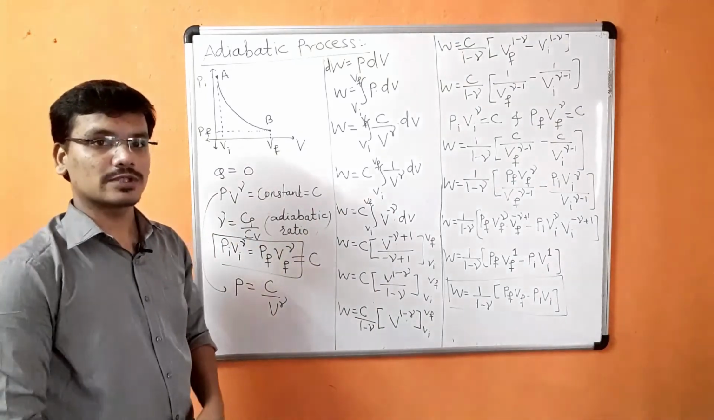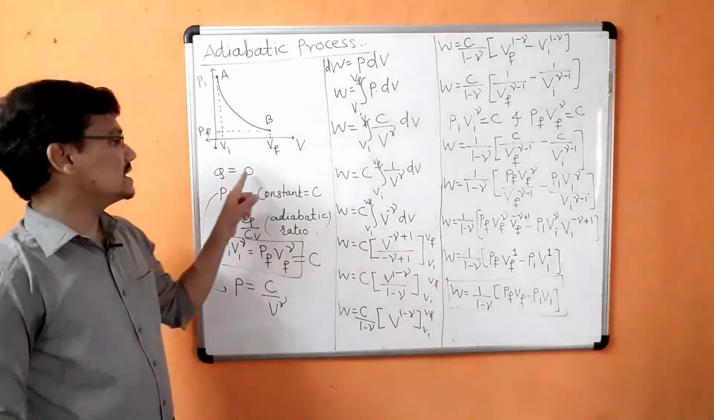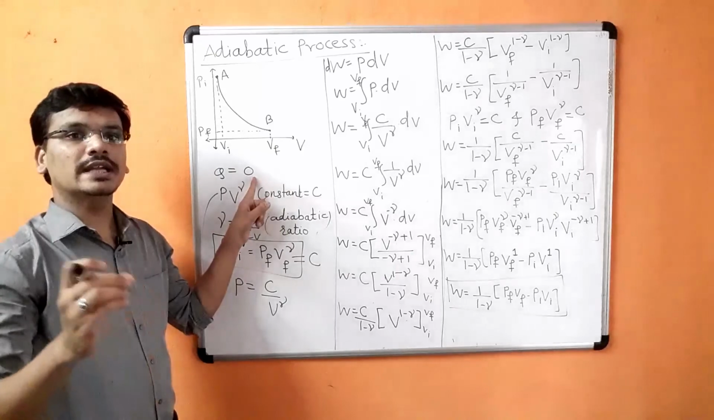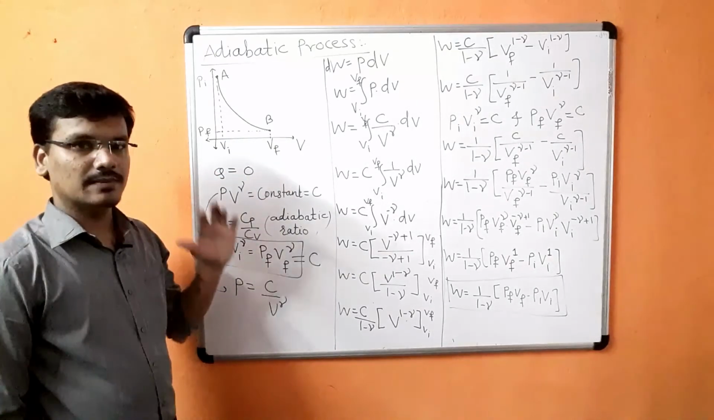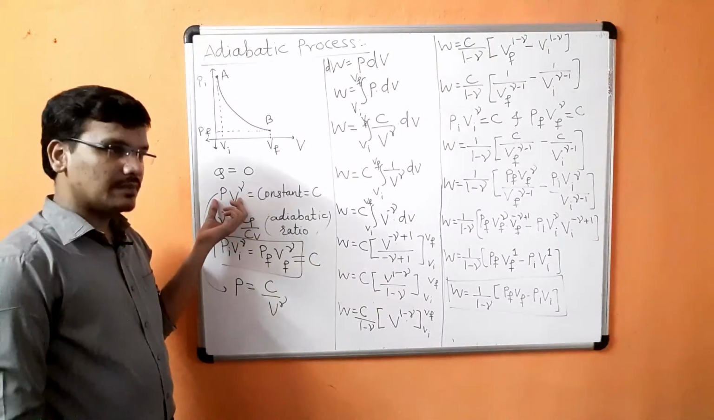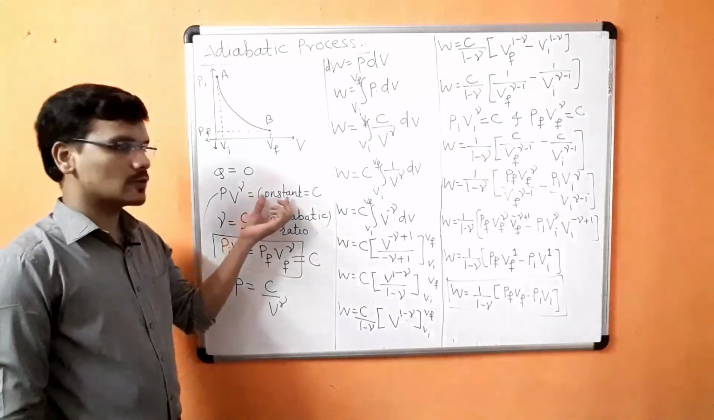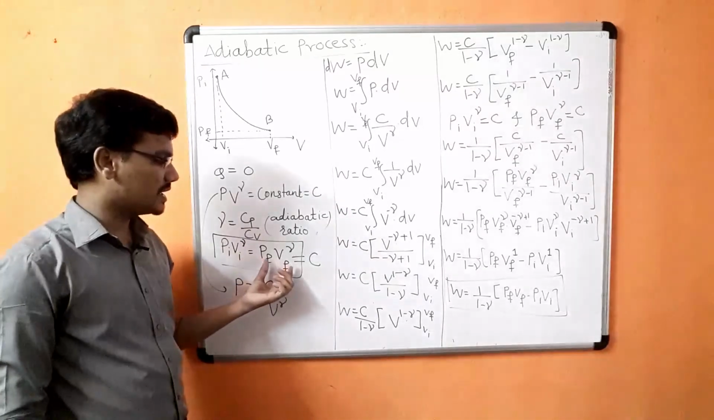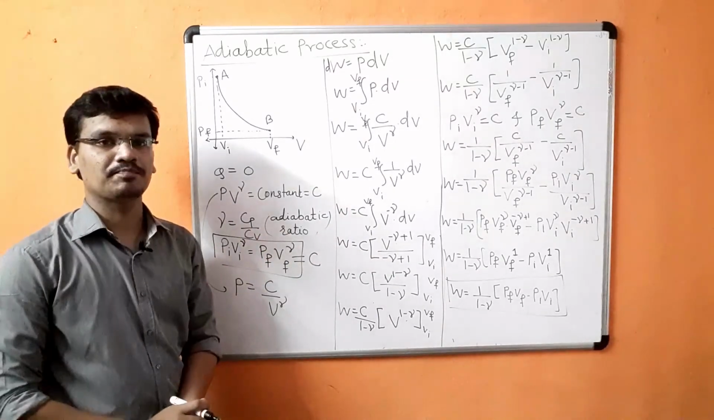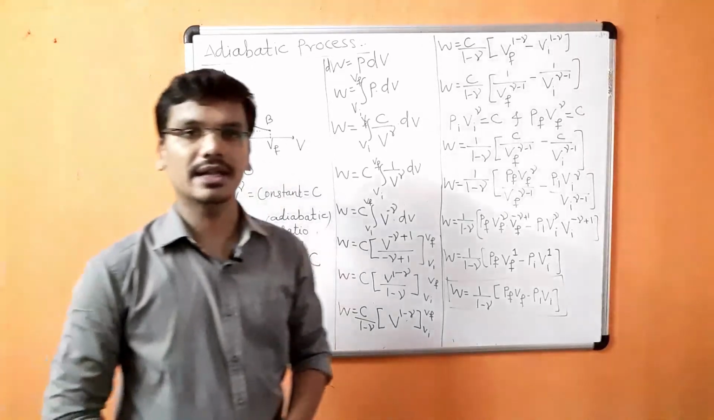For the adiabatic process, remember this: Q equals 0. No heat is allowed to exchange in the adiabatic process. Again, PV raised to gamma equals constant, and PiVi raised to gamma equals PfVf raised to gamma. This is all about the adiabatic process.